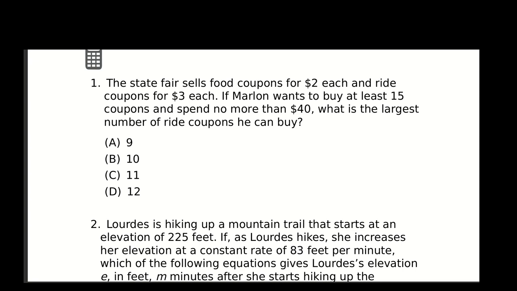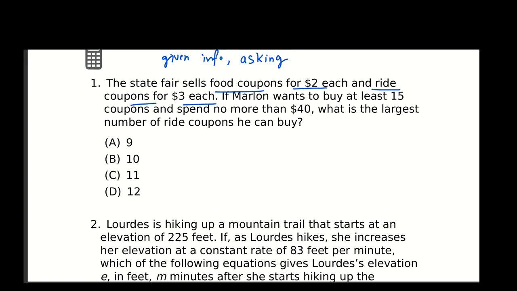The state fair sells food coupons for $2 each, ride coupons for $3 each. First of all, what you have to do is learn what the given information is, and then you have to focus on what the question is asking you. So the State Fair sells food coupons for $2 each and ride coupons for $3 each.